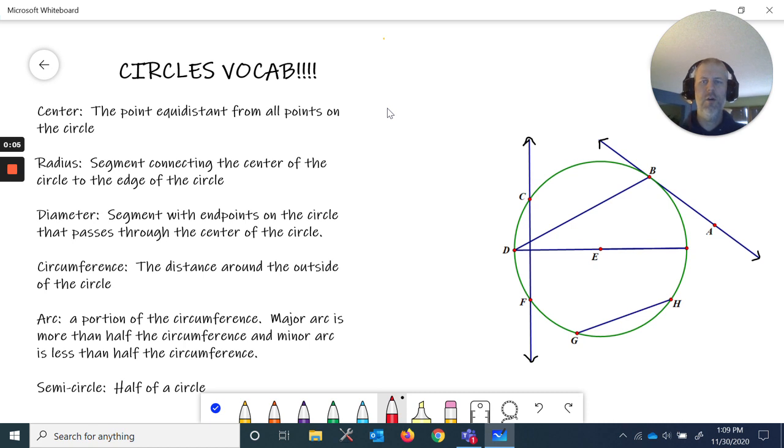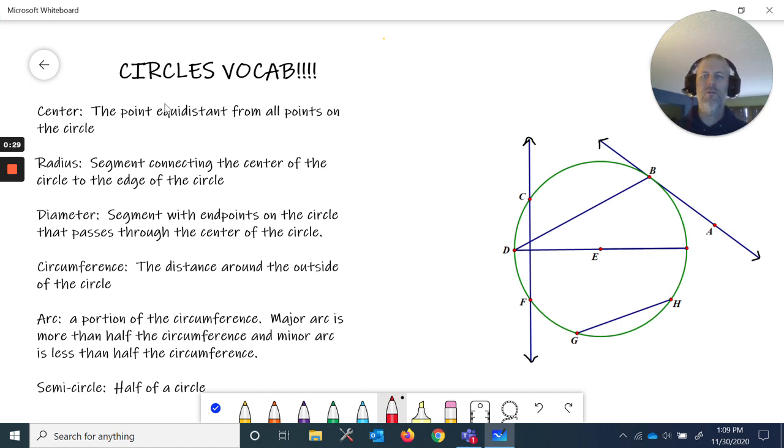In today's video, the first part is going to be about the first 6 circles vocab words that we discussed in class on Monday. And then the next video you can watch will be about the second 6 vocab words. So we'll look at where they are in the diagram and how to write the correct notation. Also, I'll have the definitions here so you can pause the video and copy those down.